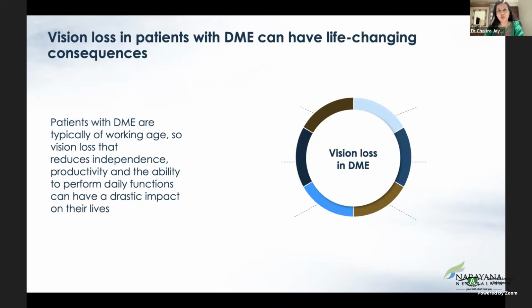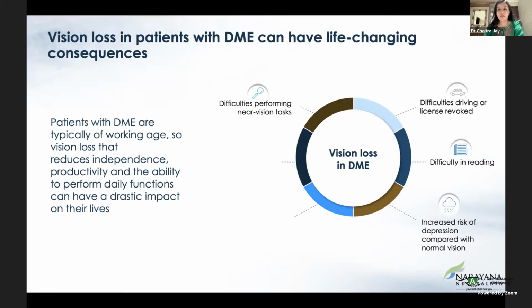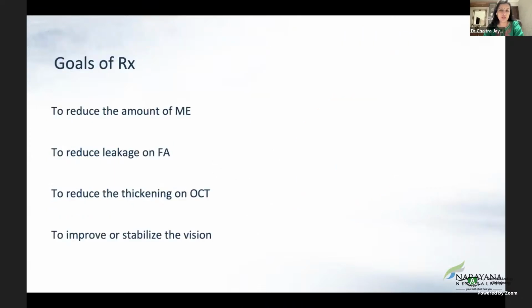And how does vision loss in DME affect their life? Near vision is difficult, driving, reading. They're also quite depressed because they're not able to keep up with their counterparts, perceiving colors, and also the risk of mortality, because we know that the higher the disease burden, they also have other systemic abnormalities, which in turn adds to the severity of DME.